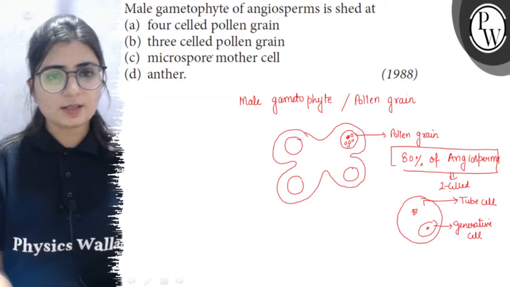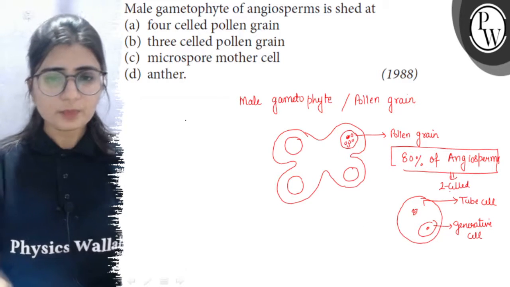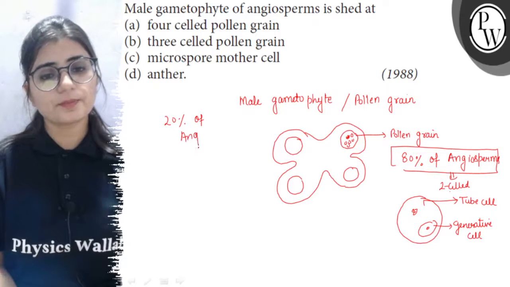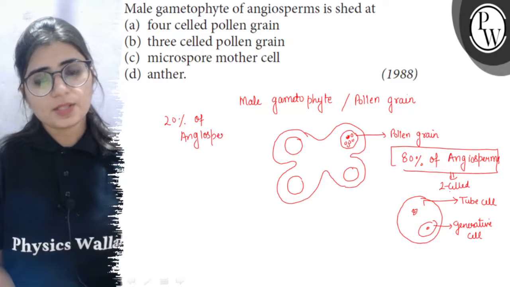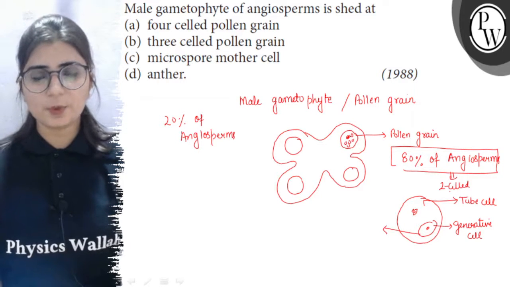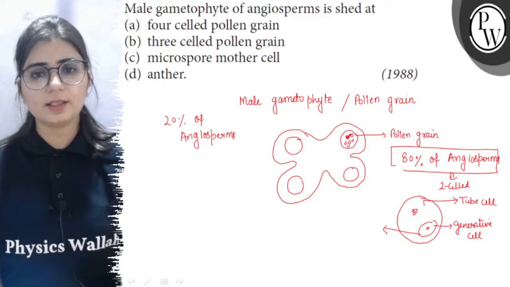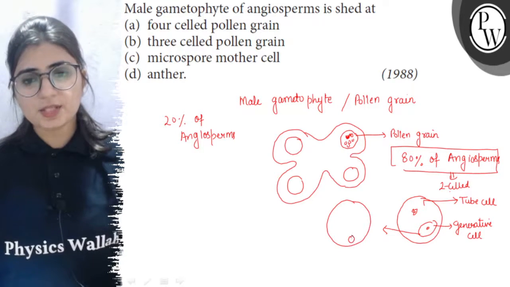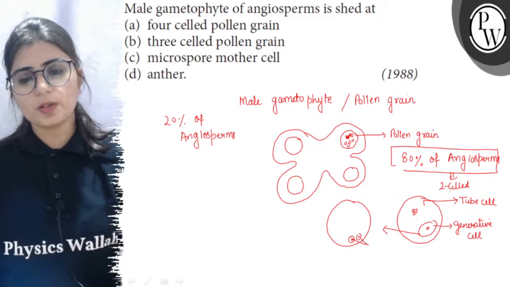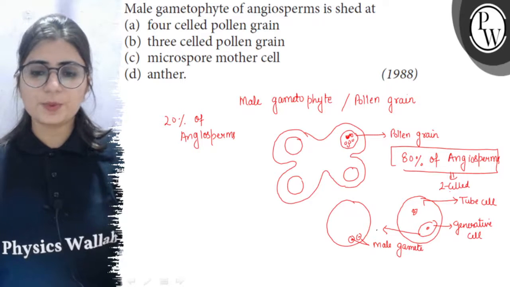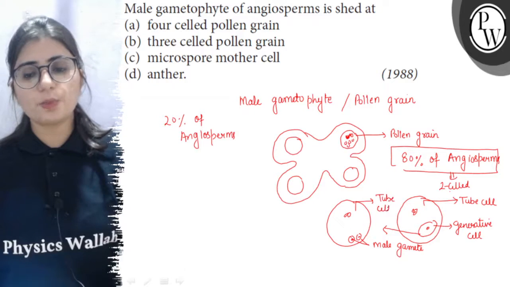The next is 3-celled stage. What happens is that in 20% of angiosperms, this germ cell or generative cell divides further while the pollen grain is still inside the anther. It produces 2 smaller cells. These 2 smaller cells are the male gametes, and one tube cell is there. So this is a mature pollen grain.